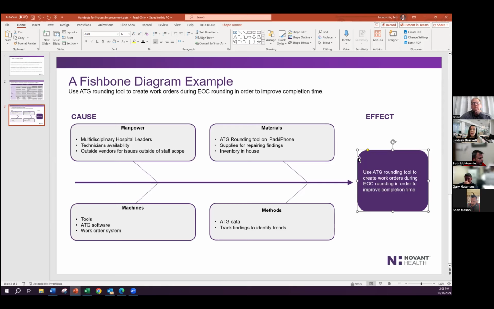If people aren't using the feature, maybe they have an iPad, but they're not using the work order creation feature. Why aren't they doing that? Is it a training problem? Is there something else at play?